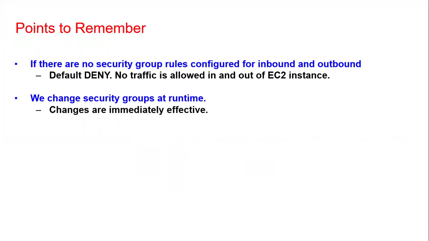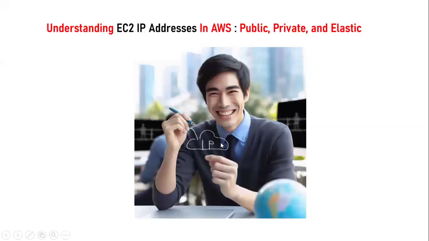We need to remember some points about the security group or firewall. If there is no security group rule configured for inbound and outbound both, by default everything will be denied. No traffic is allowed in and out of the EC2 instance. We can change the security group at runtime. The instance is running, we can change it. Changes are immediately effective. You need to remember these points. So this is it. It was about the security groups.